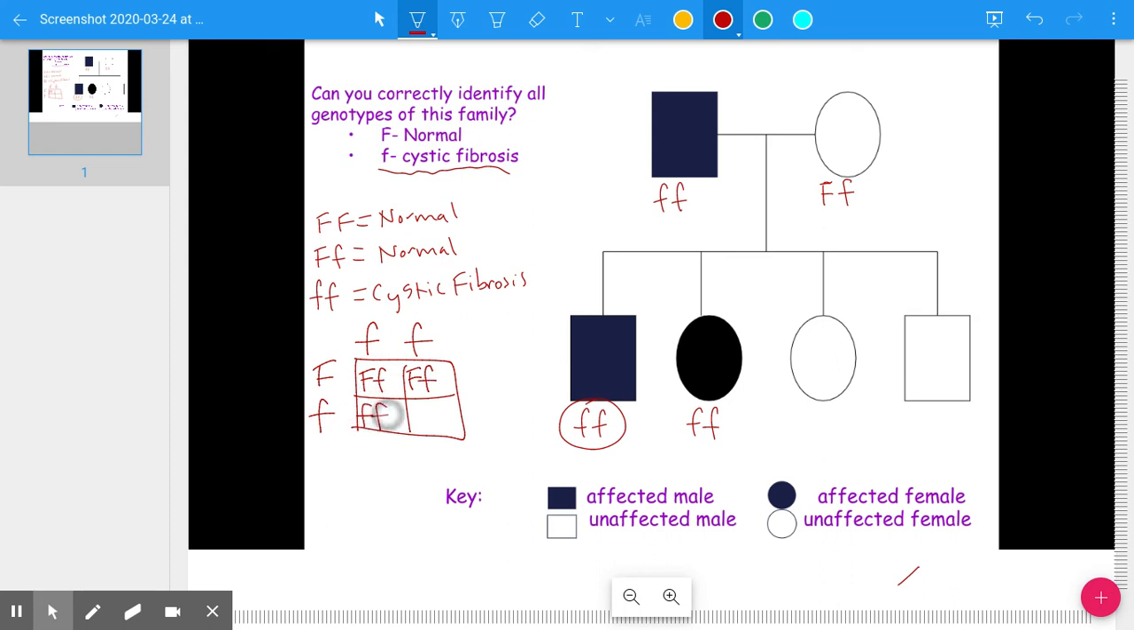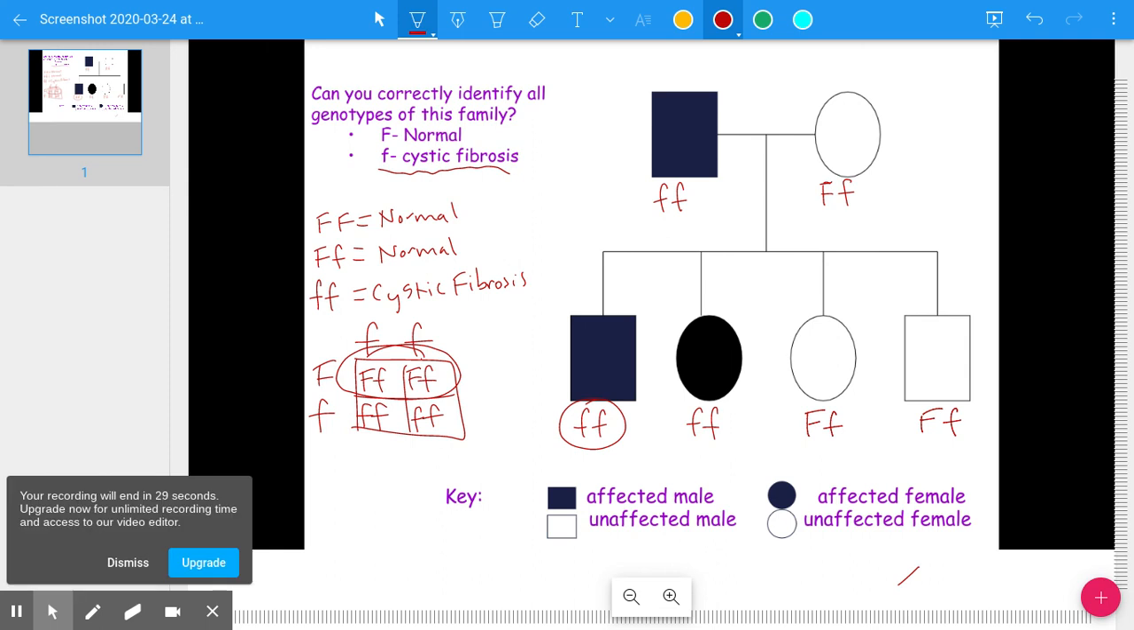Once again, I'm trying to figure out the genotype for these two individuals right here who are normal. According to my Punnett square, the only possible genotype that would result in normal offspring is a heterozygous genotype. So I know for a fact that these two are definitely going to be heterozygous. So pedigrees are very useful not only for tracking traits, but also for predicting the probability of people who have a history of certain diseases in their family having offspring with those similar diseases.